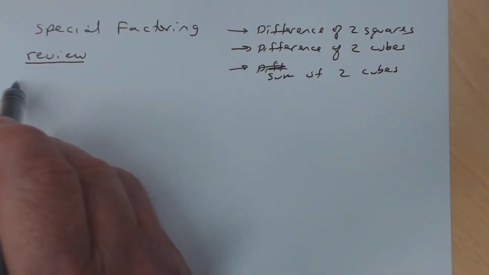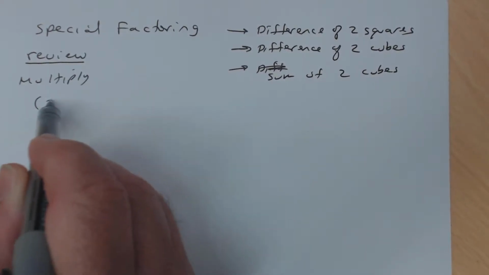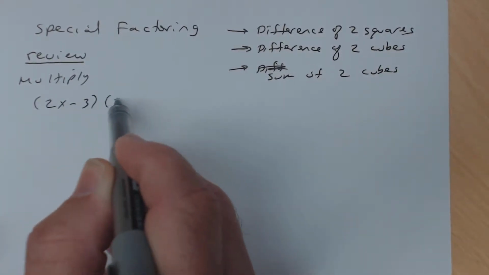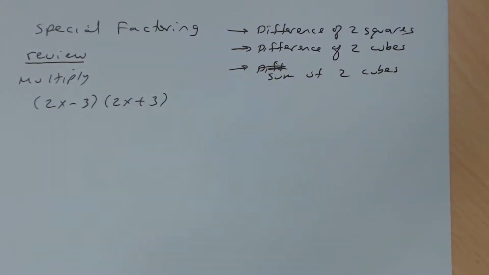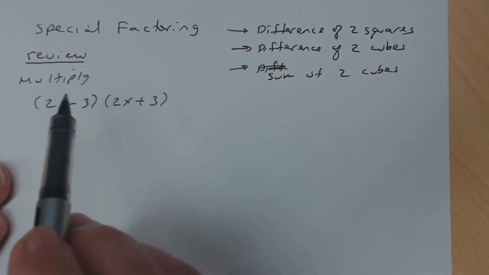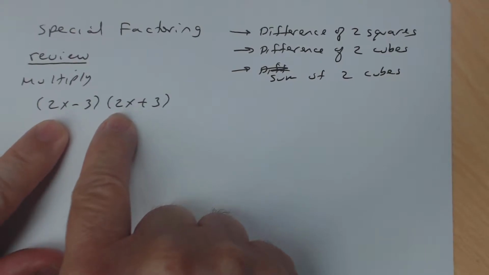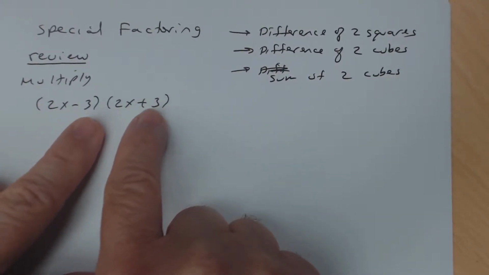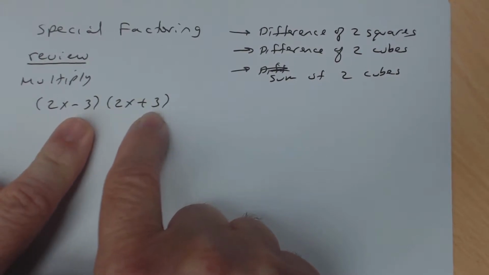So suppose you had 2x minus 3 times 2x plus 3. Okay, so we're going to multiply this by using the FOIL method. Now, before we go on, notice that the first terms are alike and the second terms are opposites of each other. So this is a negative 3, this is a positive 3.